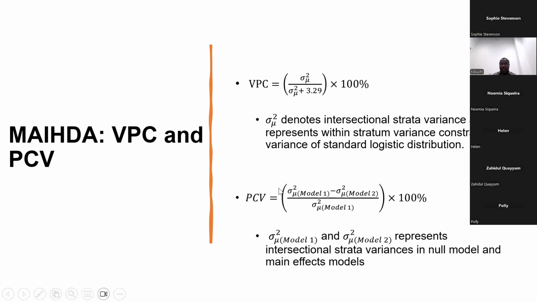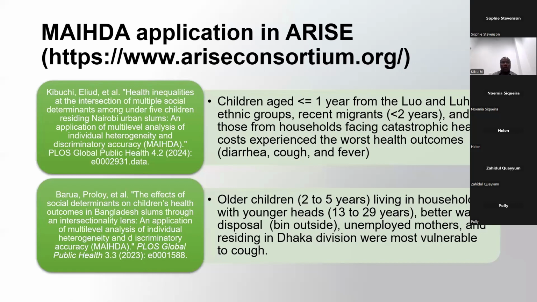And time is running out. So in the ARISE project, where we were looking at health inequalities in slums, which Noemi and Helen were part of, we used this approach in 2 papers, and we are also analyzing other work using it for health utilization in Sierra Leone. But so far, the work we did looked at health inequalities for under 5 children living in slums.